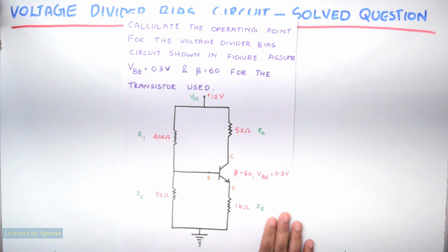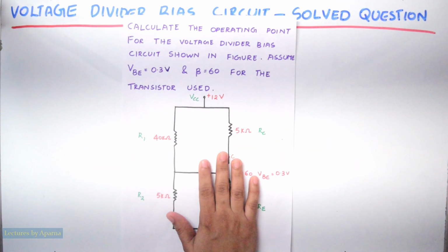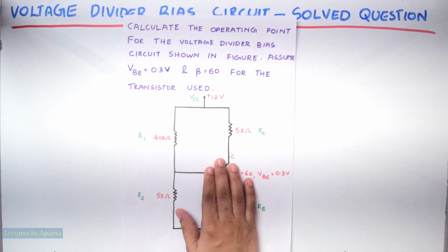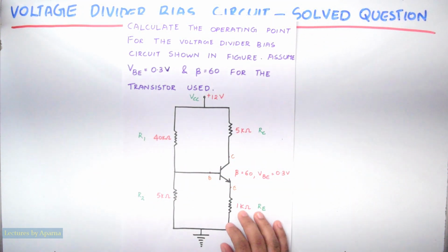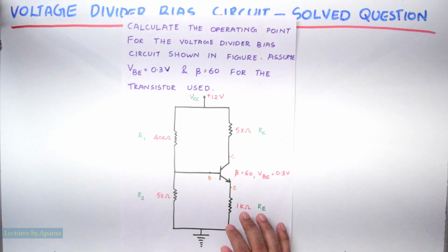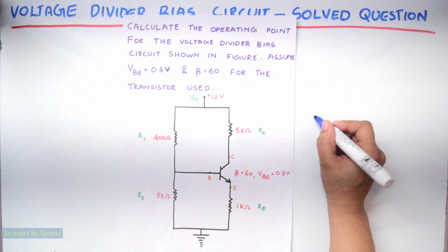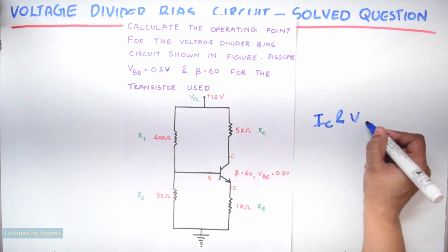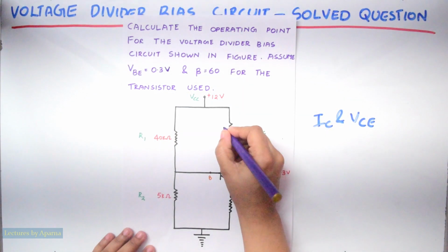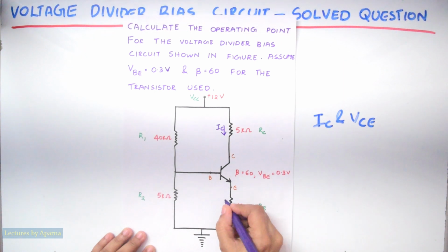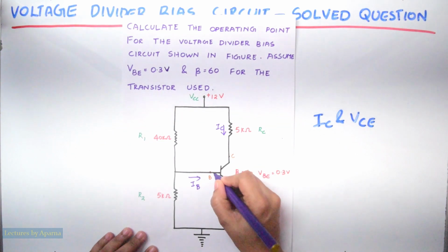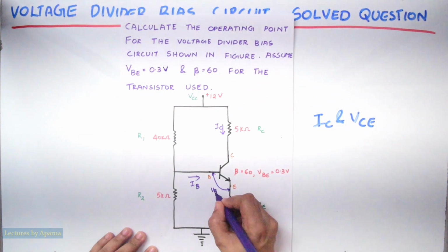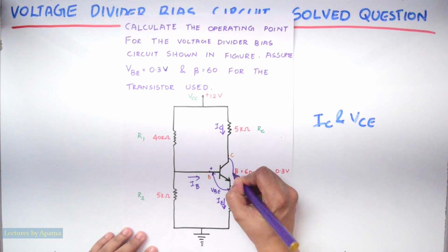This is the question. I will read it. Calculate the operating point for the voltage divider bias circuit shown in figure. Assume VBE is equal to 0.3 volt and beta is equal to 60 for the transistor used. So we have to find the operating point. That means we have to find IC and VCE of the circuit. This is IC, IE, IB, VBE and VCE.